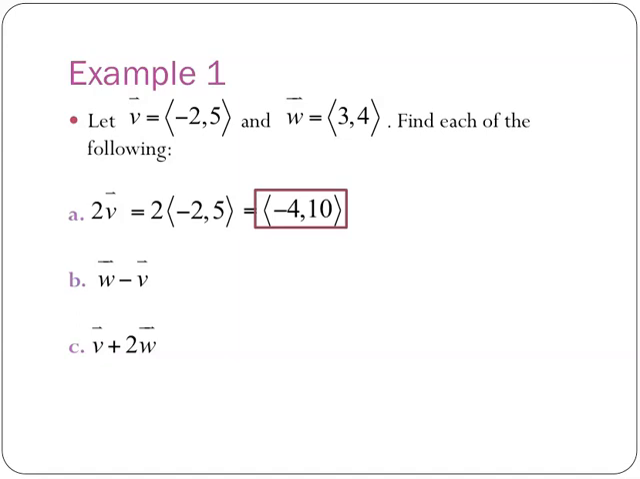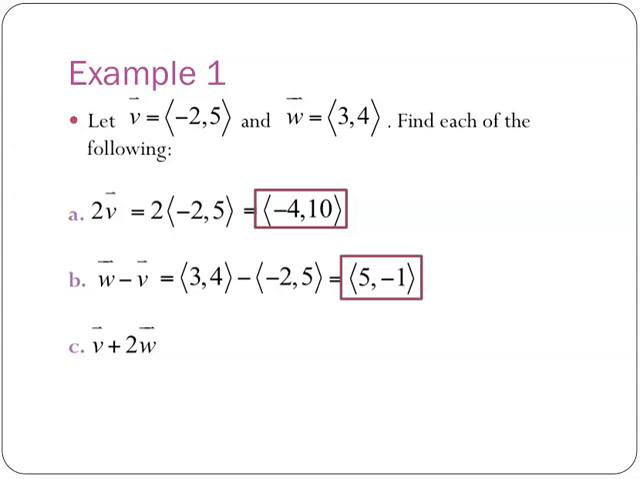All right, let's look at the next example. We have vector w minus vector v. So we take our components for each of those vectors, the first component of w, subtract it from the first component of v, and do the same thing with the second component. So the second component of w minus the second component of v. So this is going to be 3 minus negative 2, which is 5, and then 4 minus 5, which is negative 1.